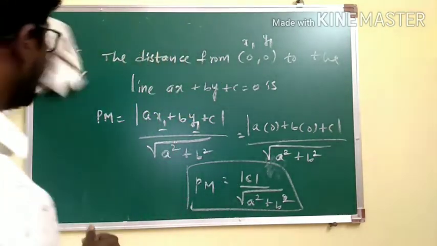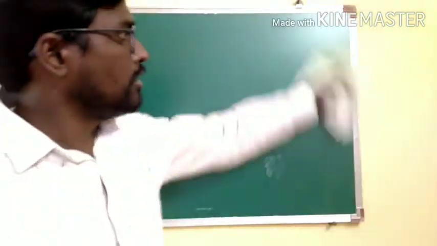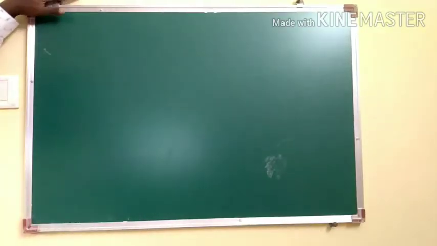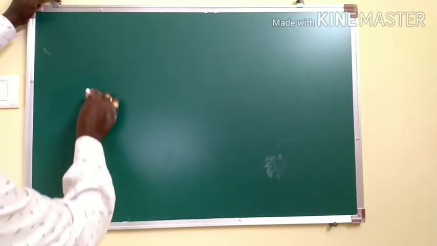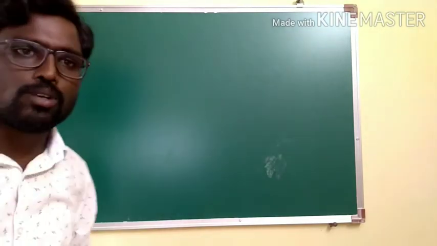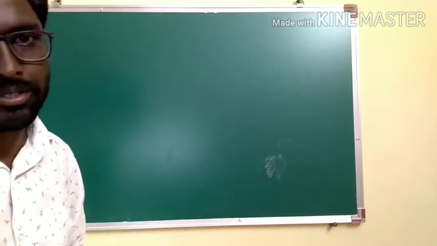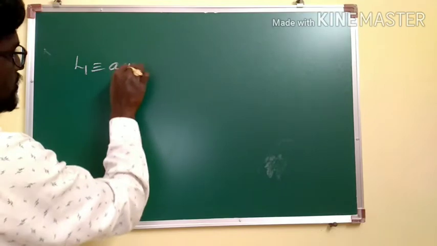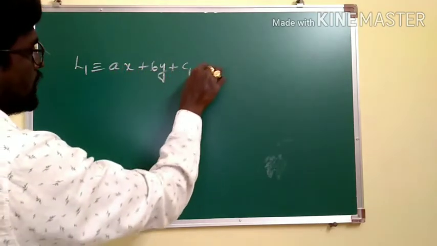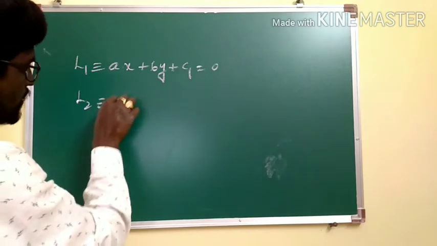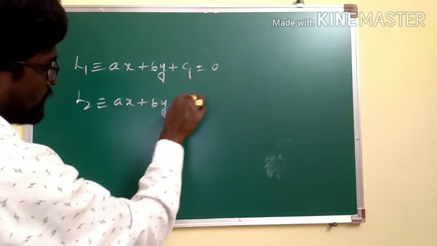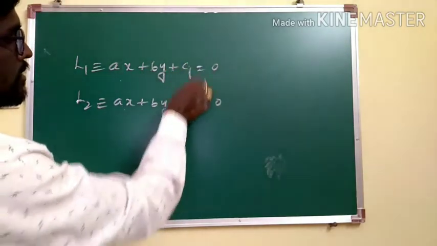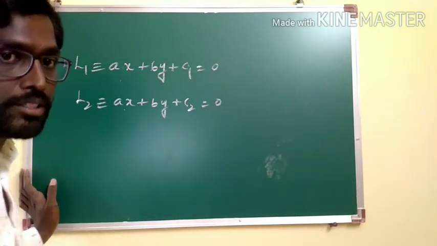Okay. Now let's go for another case, where you are given two parallel lines. I told you very clearly in the previous lectures, two parallel lines differ by only constant terms. If you have line 1 as ax + by + c1 = 0, its parallel line will be in the form of ax + by + c2 = 0. These two terms won't differ. Only the constant terms differ.